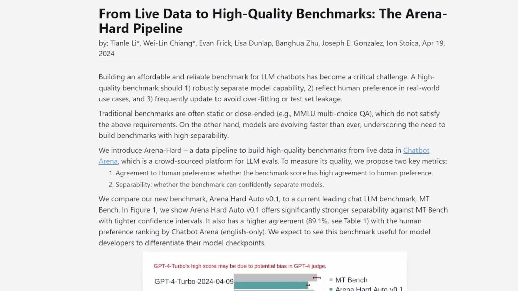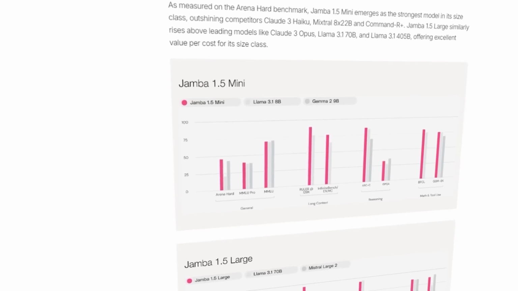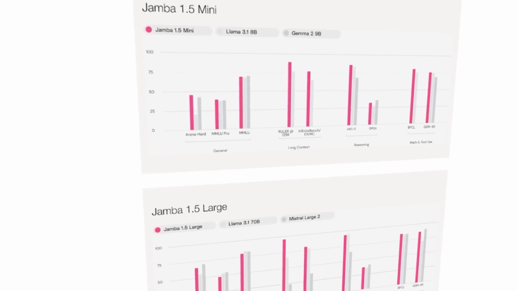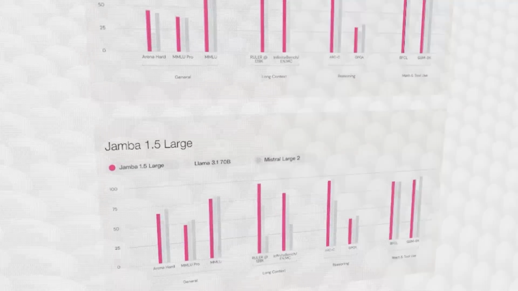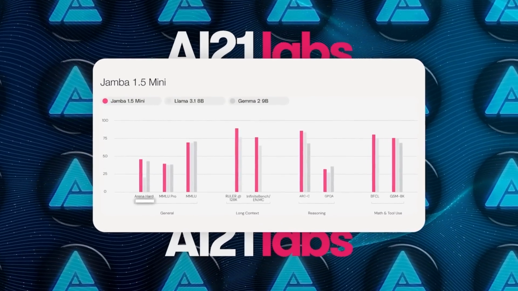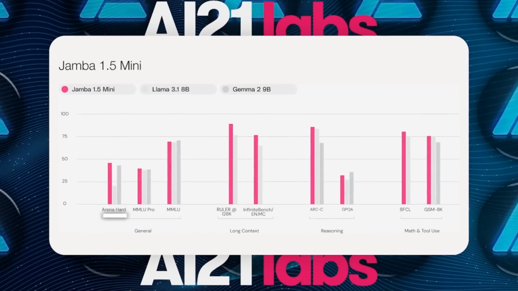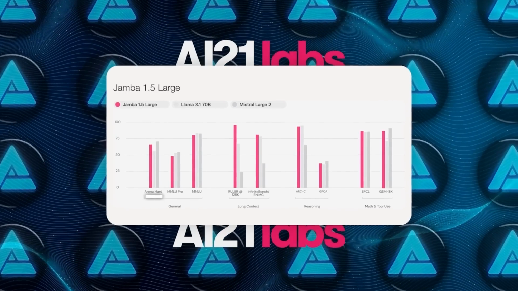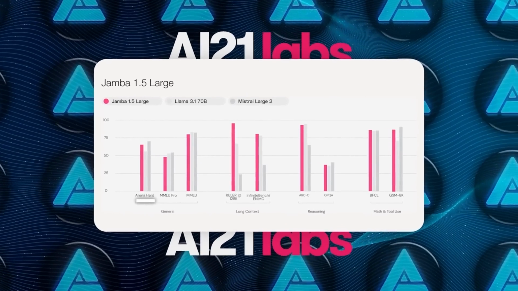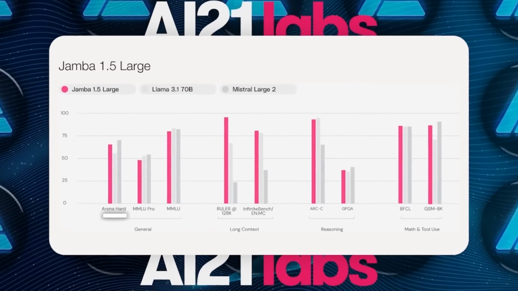On the Arena Hard benchmark, which is all about testing models on really tough tasks, Jamba 1.5 Mini and Large outperformed some of the biggest names in AI. Jamba 1.5 Mini scored an impressive 46.1, beating models like Mistral 8X22B and Command R+, while Jamba 1.5 Large scored a whopping 65.4, outshining even the big guns like Llama 3.1 70B and 405B.